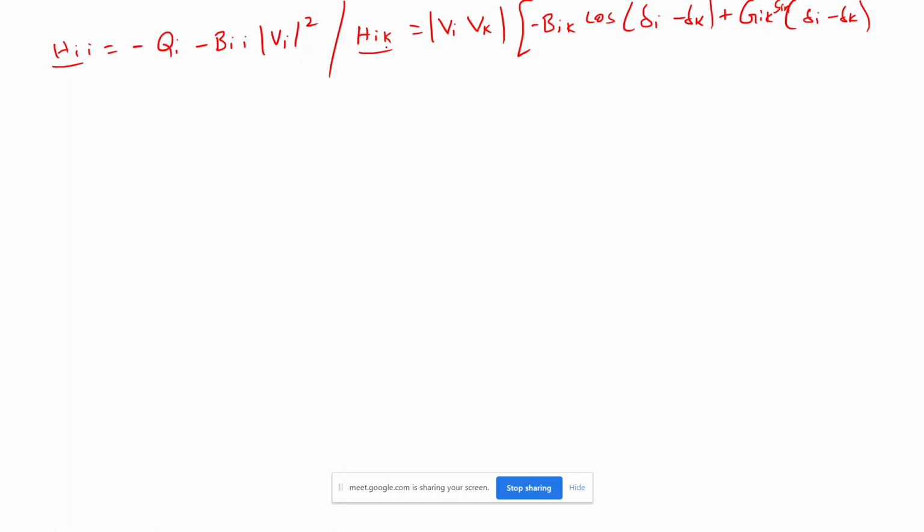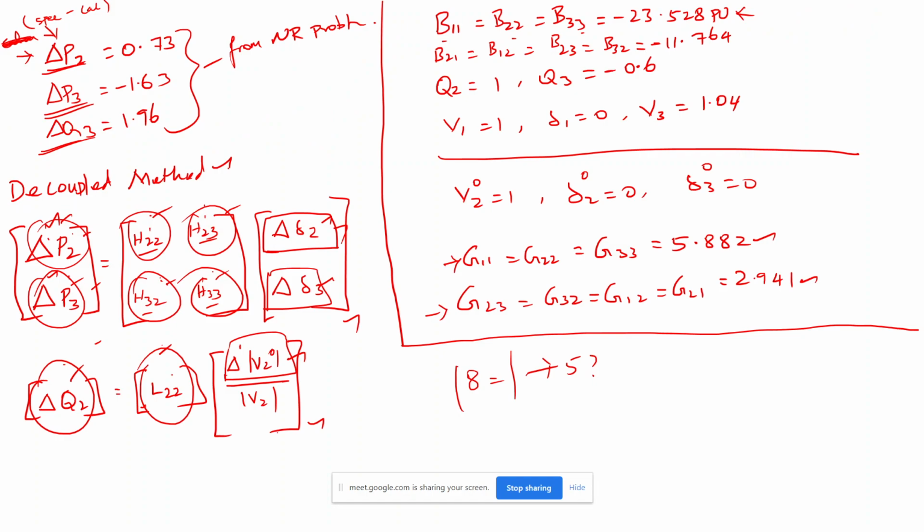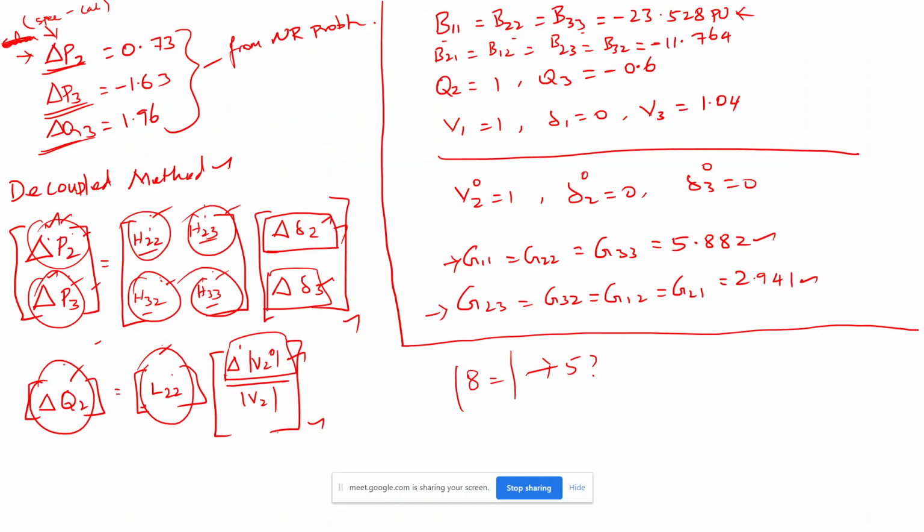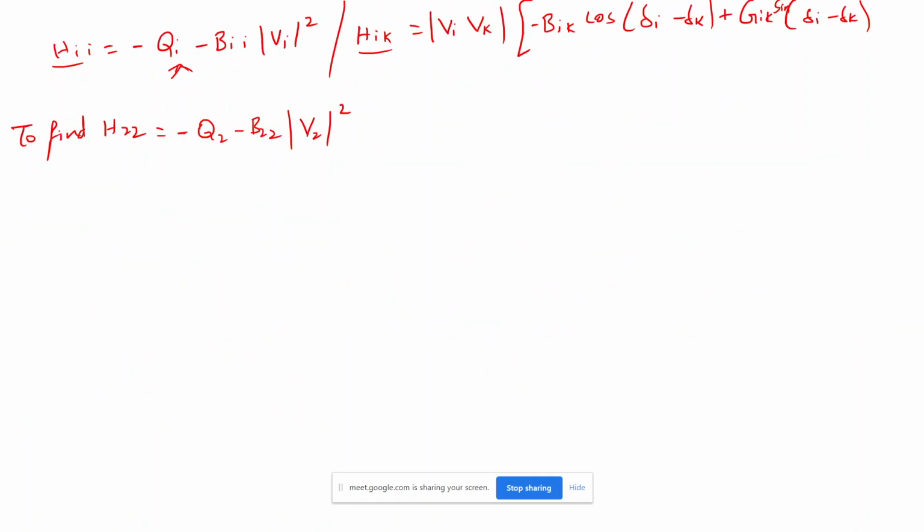So first, to find H22, I will replace this equation. Wherever I am getting i, I will replace with 2. Very simple. So minus Q2 minus B22 V2 whole square. Now from the values we have taken or found out, you tell me one by one what is my Q2 value. I hope you have written these values in your notes. You are going to tell me fast.